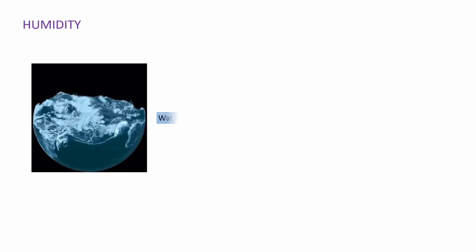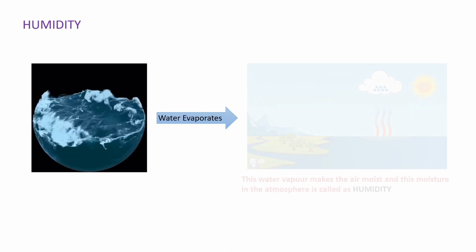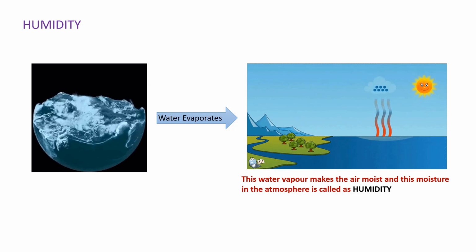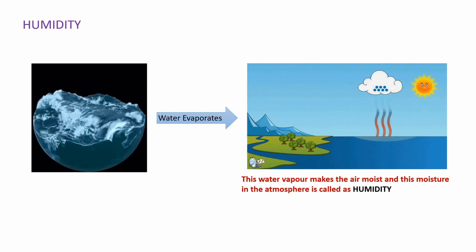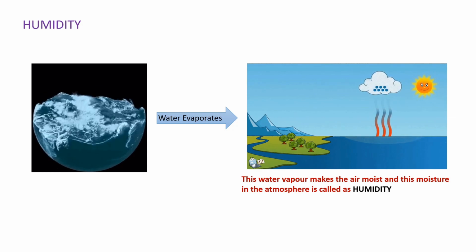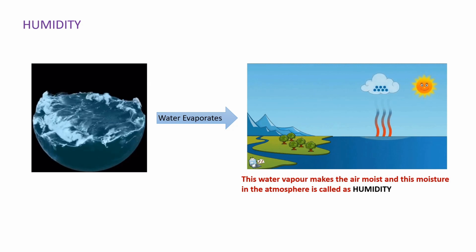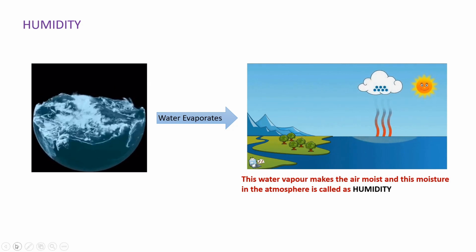Let's consider a few things to understand this topic. Our Earth is composed of 71% water. When this water evaporates, it converts into water vapor, and this water vapor goes into the atmosphere. This water vapor makes the air moist, and this moisture is nothing but humidity. So you can see this line here.